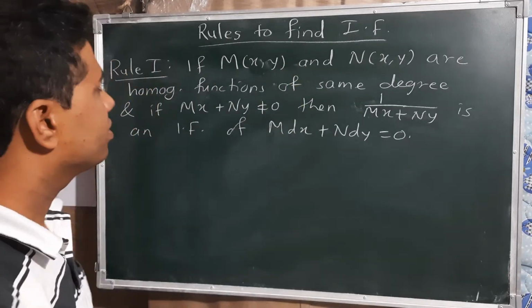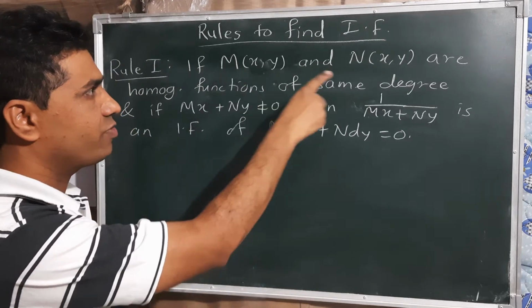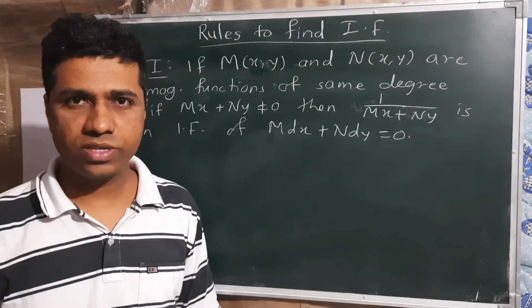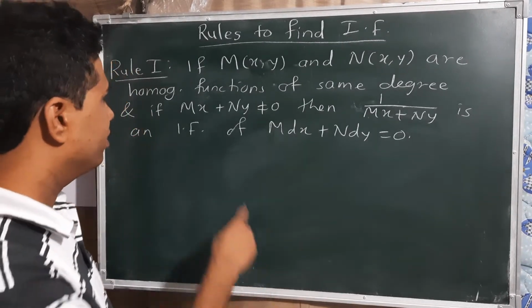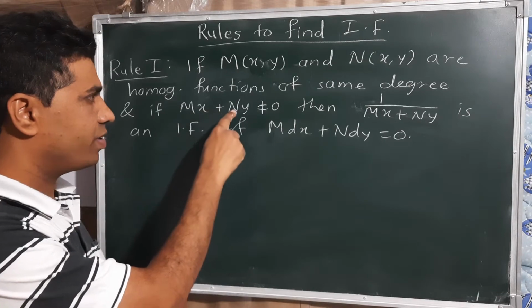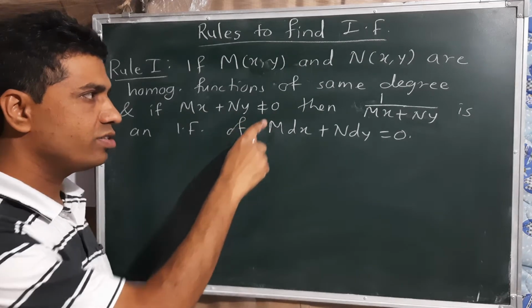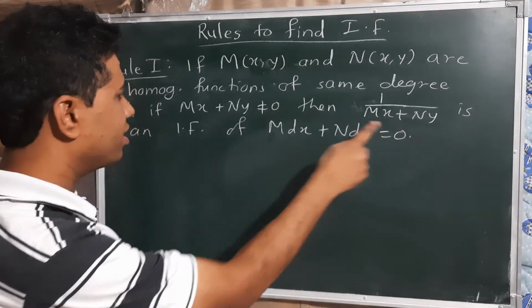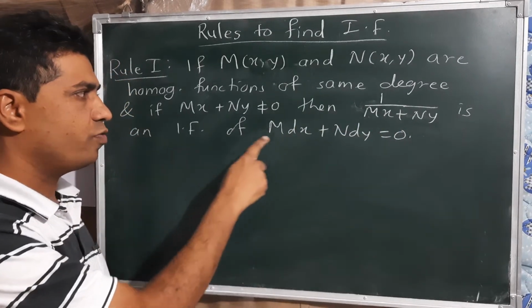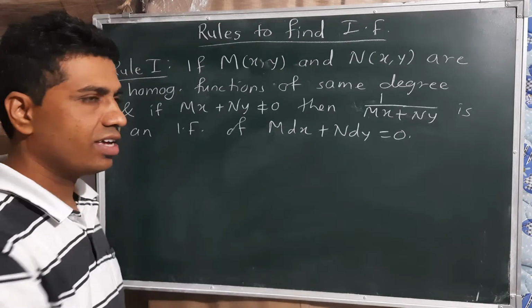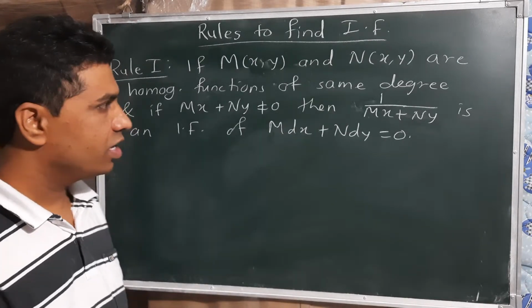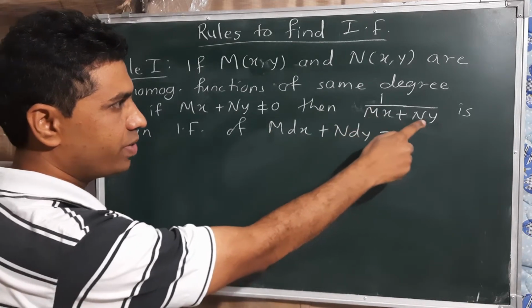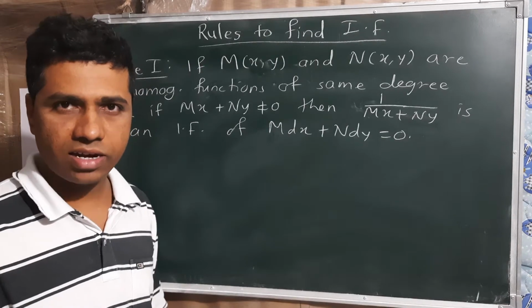The first rule is, if M of x, y and N of x, y are homogeneous functions of the same degree, and if Mx plus Ny is non-zero, then 1 upon Mx plus Ny is an integrating factor of M dx plus N dy equal to 0. That means if we multiply this equation by 1 upon Mx plus Ny, then we get an exact differential equation.